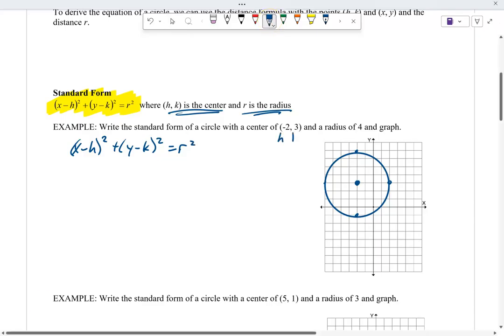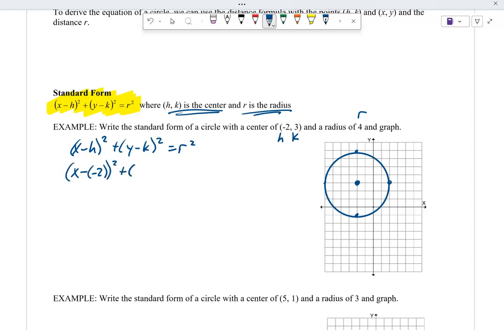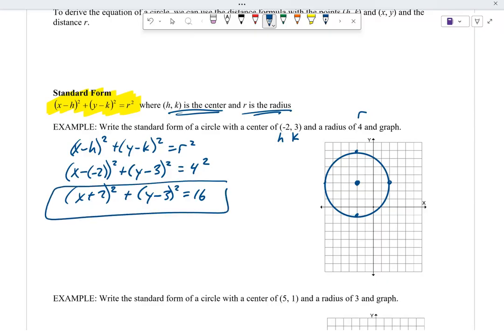So we've got our center (h, k), and we've got our radius of 4 here. So x minus the h of the center, y minus the k, equals our radius squared. So we get (x + 2)² + (y − 3)² = 16.